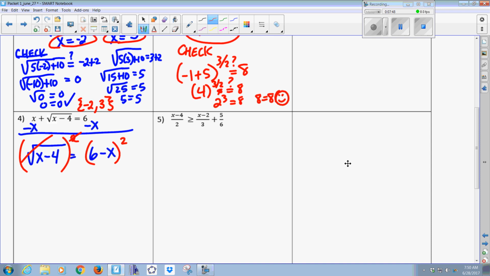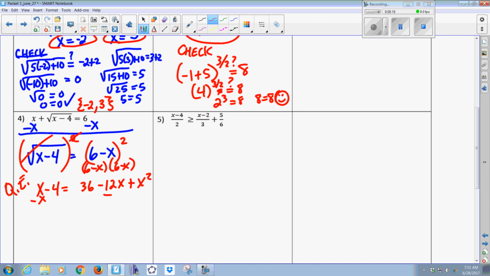the right side. So we have x minus 4, and when I square 6 minus x, I get 36 minus 12x plus x squared. Again, 6 minus x squared is 6 minus x times 6 minus x. And if I use my distributive property twice, I end up with this trinomial, these three terms. Again, I have a quadratic equation. So to solve this, I need to get 0 on the left-hand side.